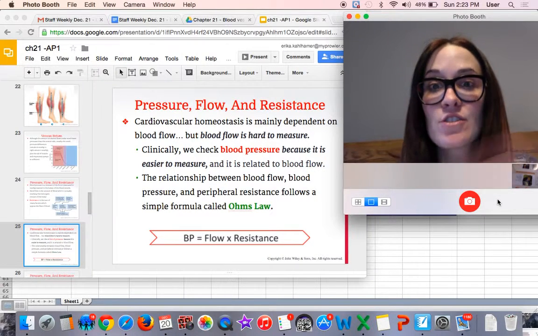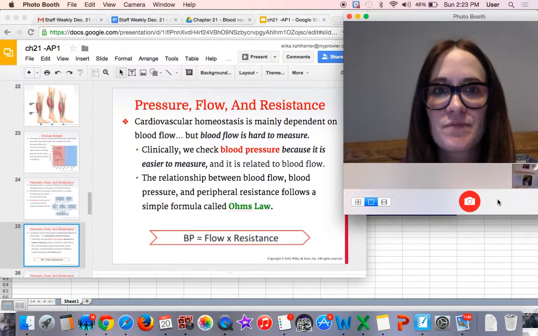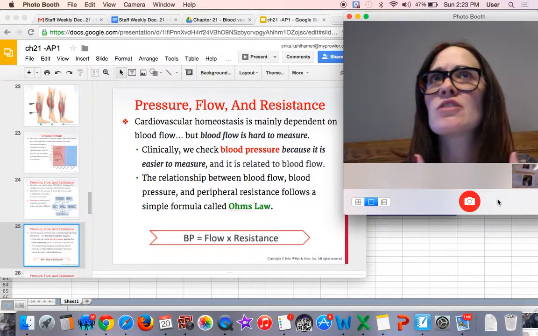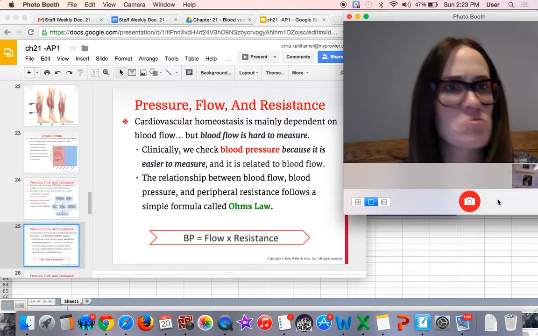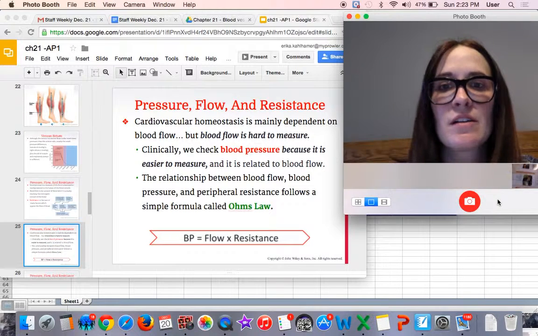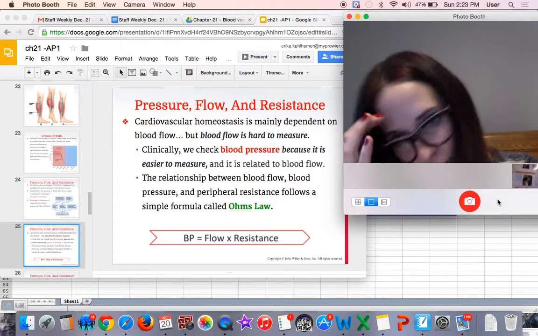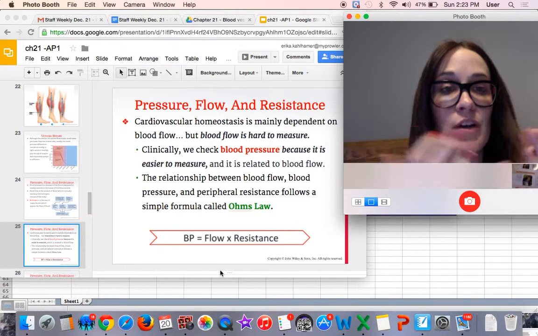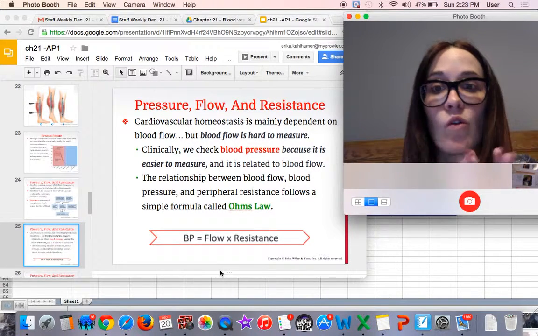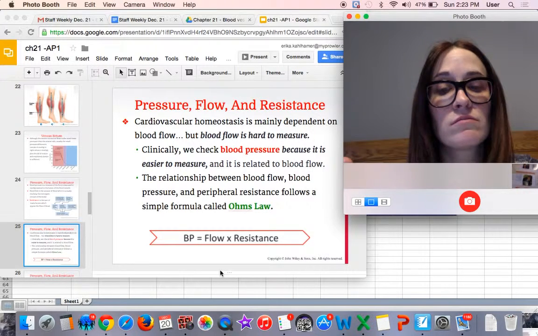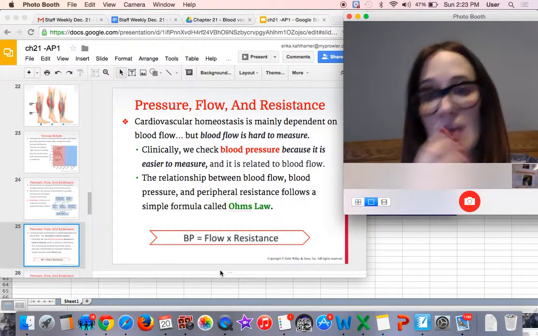Okay, so blood flow is hard to measure. How can doctors measure the amount of blood that's reaching your tissues? It can't really be done. So that's why we measure blood pressure, because indirectly we're measuring blood flow, because they're related. This is the equation that shows how blood flow and blood pressure are related. It's Ohm's law: blood pressure, BP, equals the flow of blood times the resistance.